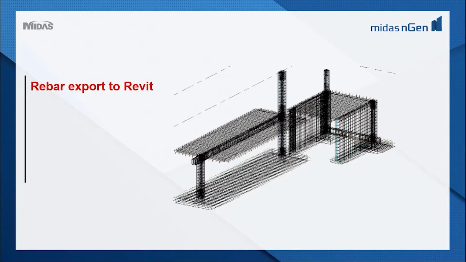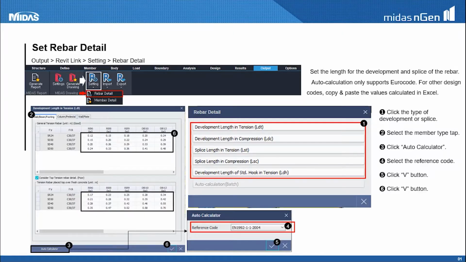Next, I'll introduce how to export the rebar information of nGen to Revit. First, before exporting the rebar information, the development and splice length should be set. For each member type, you can enter lengths for tension and compression respectively. The created Excel data can be pasted in these tables, and automatic calculation is supported for Eurocode.